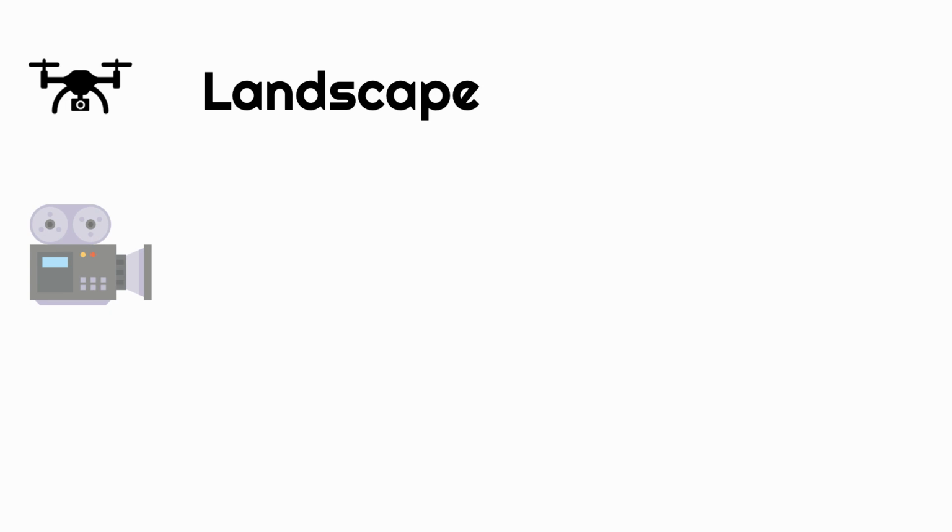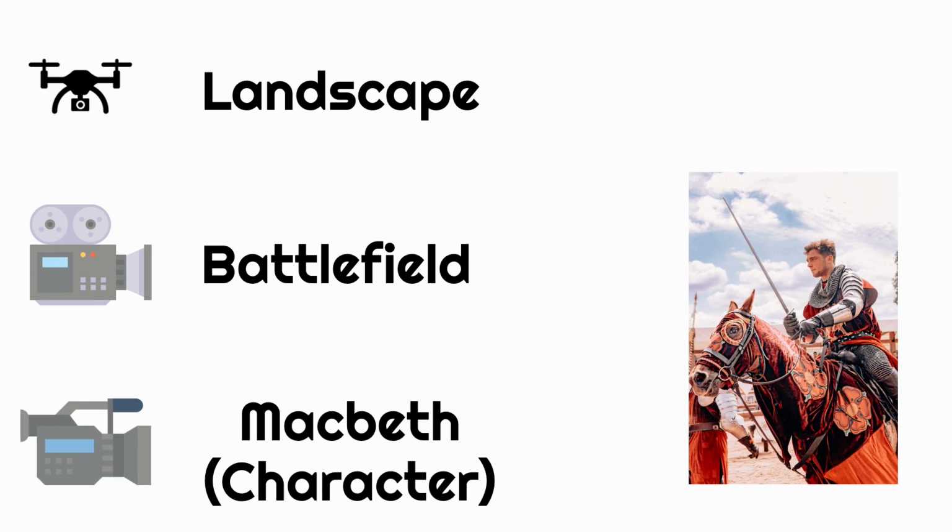In our drone paragraph, we described the landscape where the battle was about to take place. In our ground camera paragraph, we described the battle itself. Now, we will describe our warrior, Macbeth. Our success criteria will be the same. Have a look at these paragraphs, and see if you can spot any elements of the success criteria.